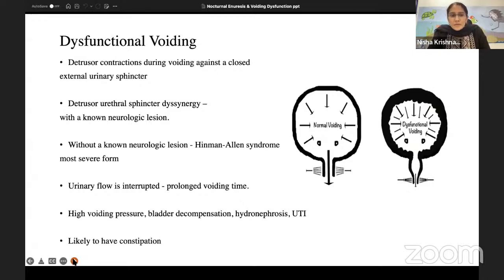It will take a child a long time to void that much urine, and it is a start-stop sort of pattern. Now, if there are neurological lesions which explain why this has happened, it is of course a neurogenic bladder. But if there is no neurological lesion, and the bladder still chooses to behave like this, it is called Hinman-Allen syndrome in the most severe form. These kinds of bladders tend to be high pressure bladders, and therefore the chances of hydroureteronephrosis or subsequent kidney damage are quite high in these children.